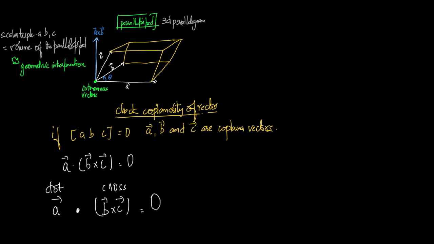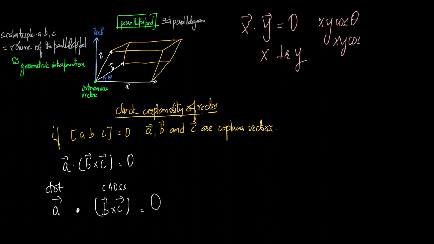Now, what is the meaning of saying vector X dot Y is equal to 0? If X dot Y is equal to 0, it means that X is perpendicular to Y. Why? Because X dot Y is xy cos theta, and theta is 90 degrees, and cos 90 is 0, so we get xy into 0, which is equal to 0. So if A dot B cross C is equal to 0, what should it imply? It should imply that vector A is perpendicular to B cross C.